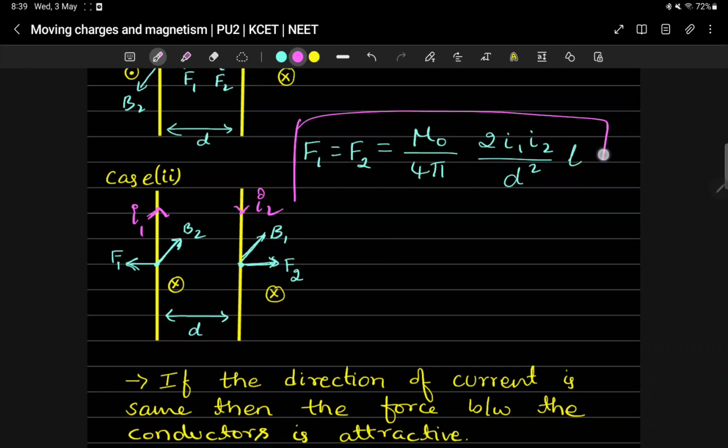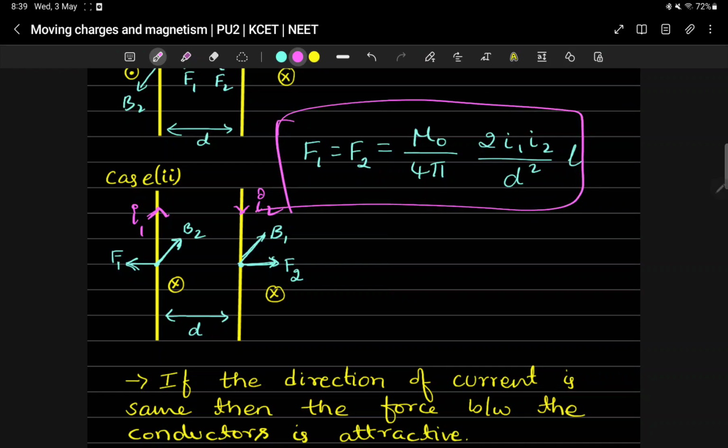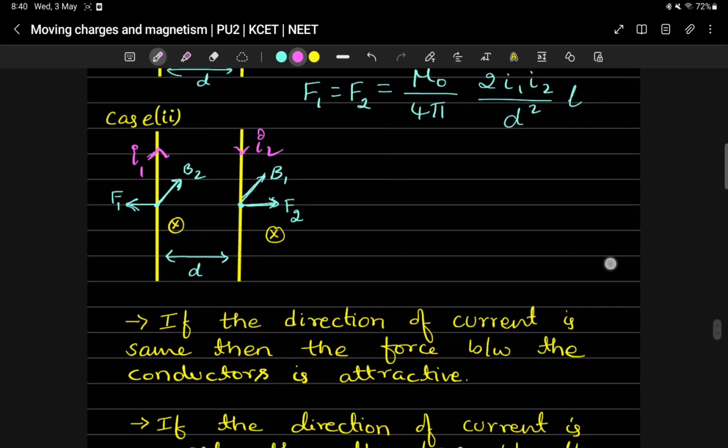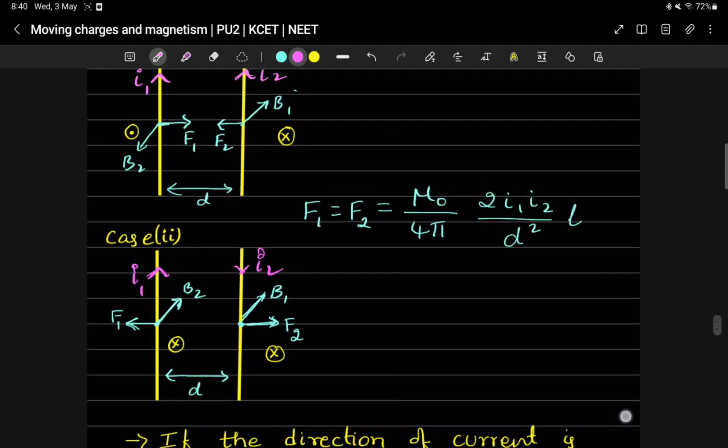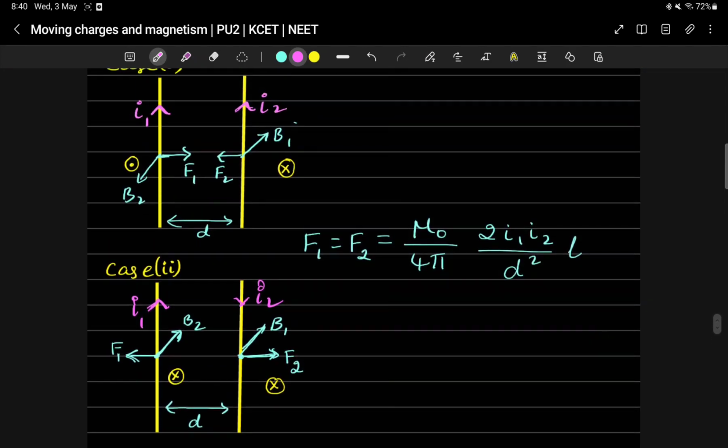Then force is given by F is equal to F1 is equal to F2 is equal to mu naught by 4 pi into 2 I1 I2 divided by d into L. Based on this also, as I have observed, there were 4 to 5 questions given in KCET as well as NEET. It is a very important concept to practice this formula. I hope you have already studied this for board examination, and now it will be easy for you to understand, and it should be like a revision for you.